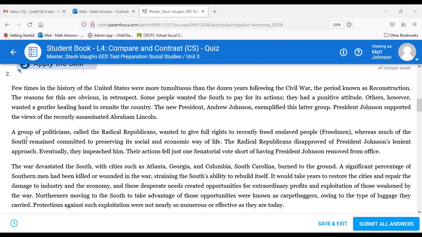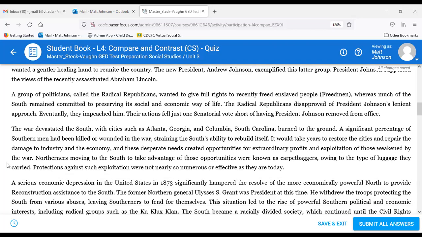Yeah, it's a senatorial vote. Good job there. Yeah, he was impeached. And that's how close they came to removing him. And that was over the idea of Reconstruction. We encountered impeachment a few times in more recent history. And this one was very much policy driven. It wasn't about the character of the man or a crime that he may have committed. This was oriented towards his decisions and how he thought things should be done, as opposed to the Radical Republicans.